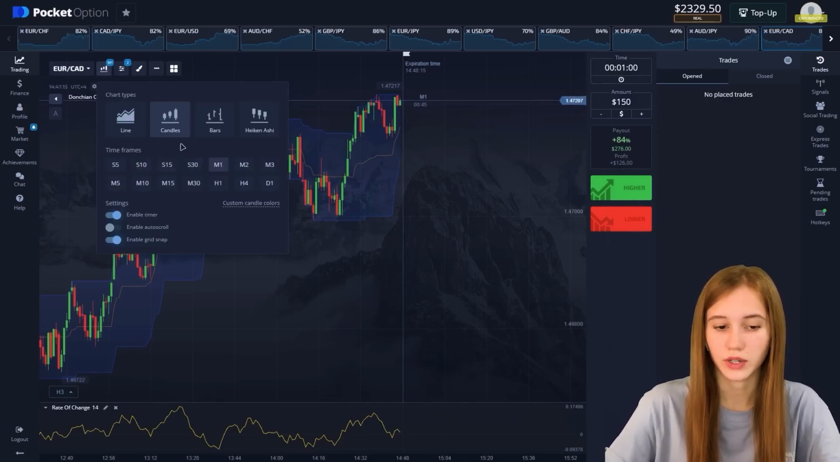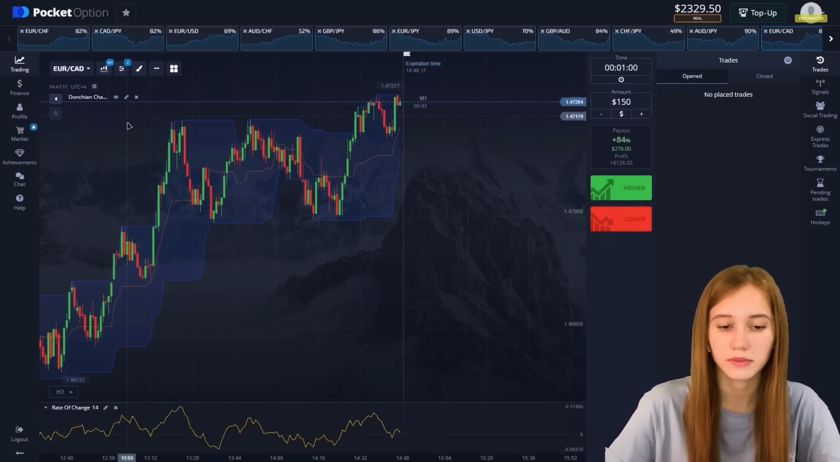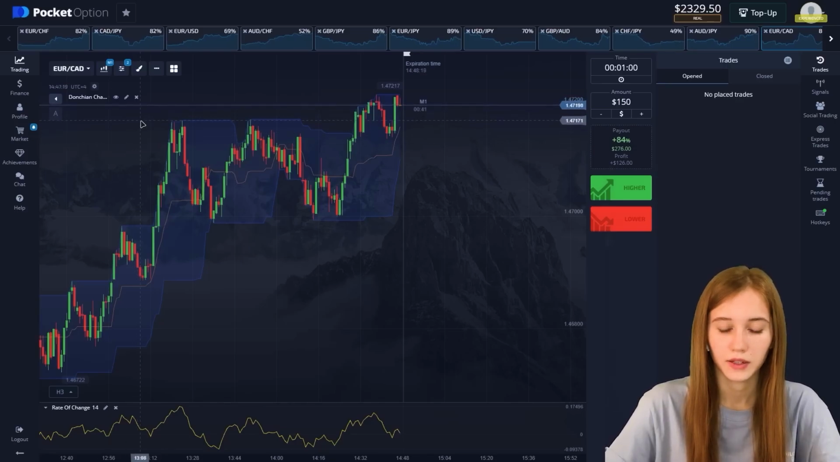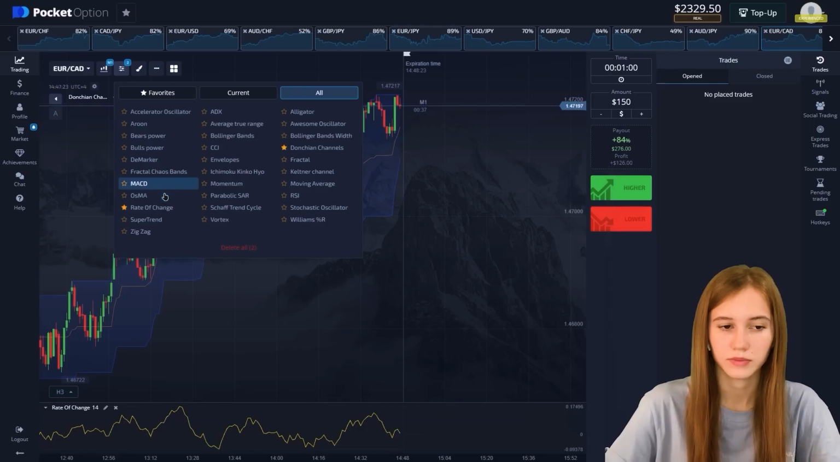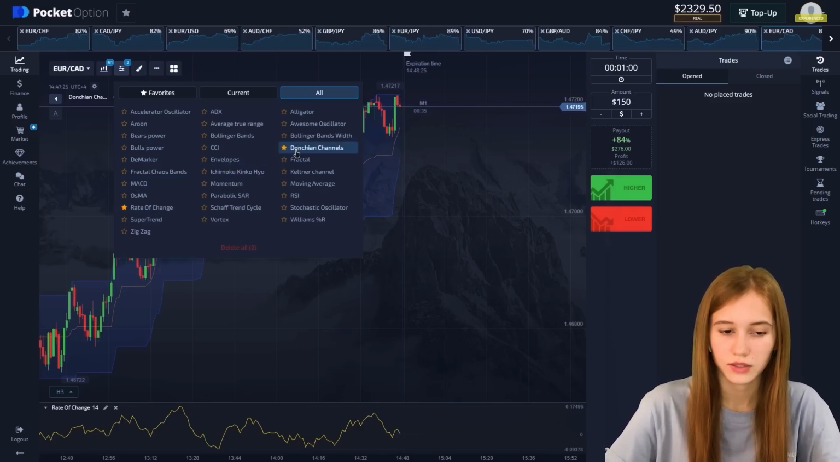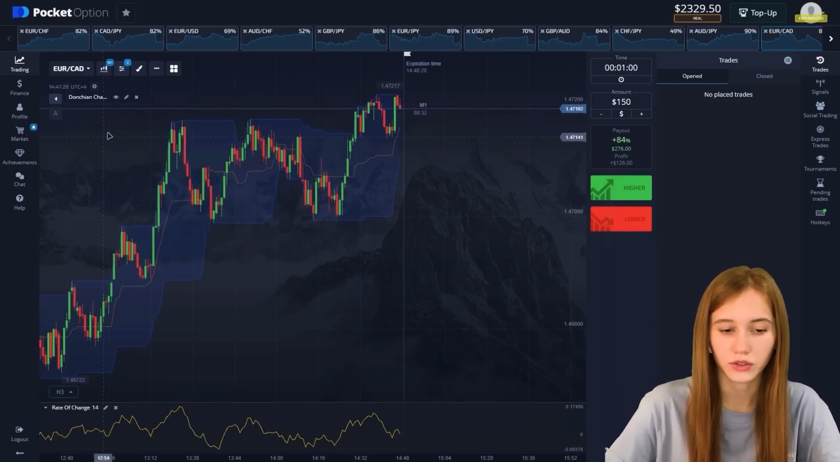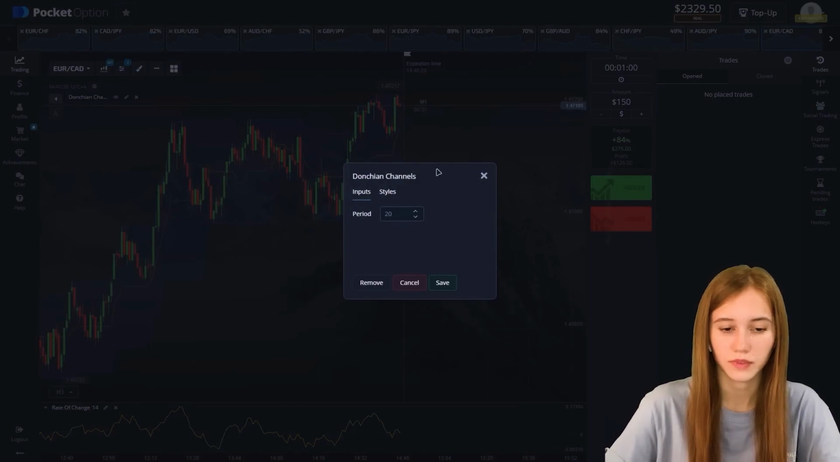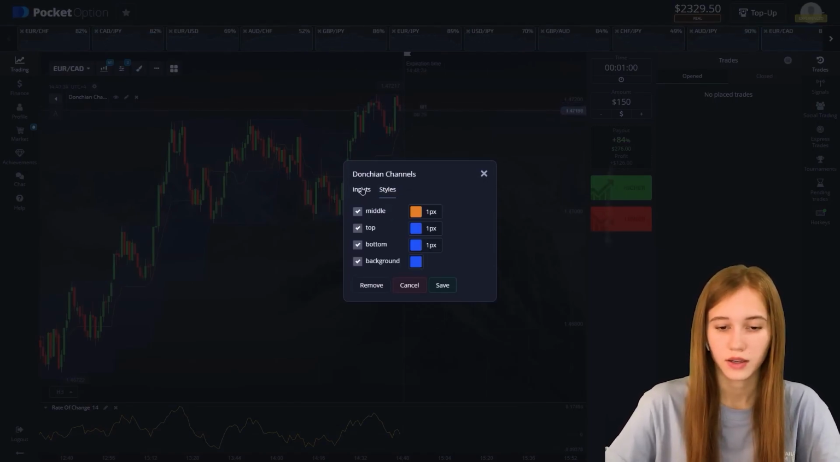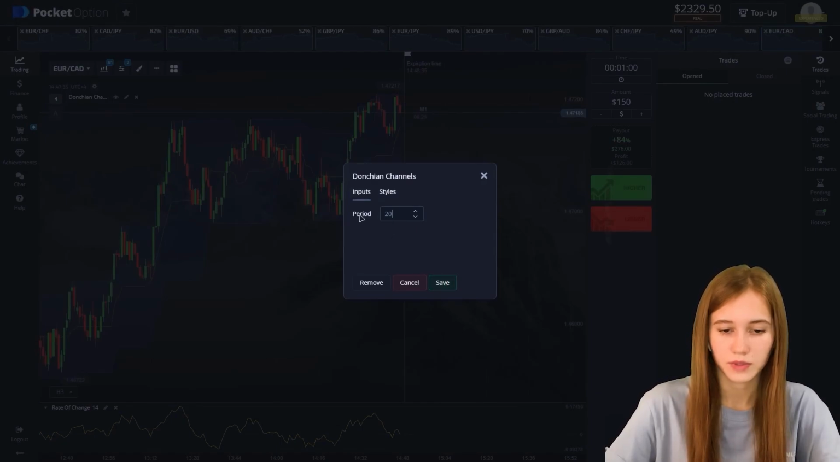Our settings were a minute time frame and candles. We used 2 good indicators. These are rate of change and Donchian channels. Let me show you the settings. Copy and use them. Default settings.